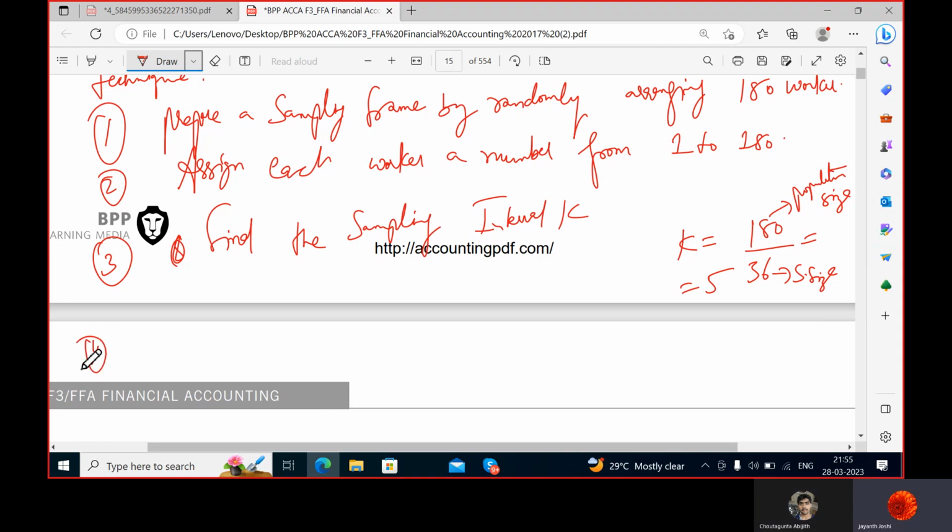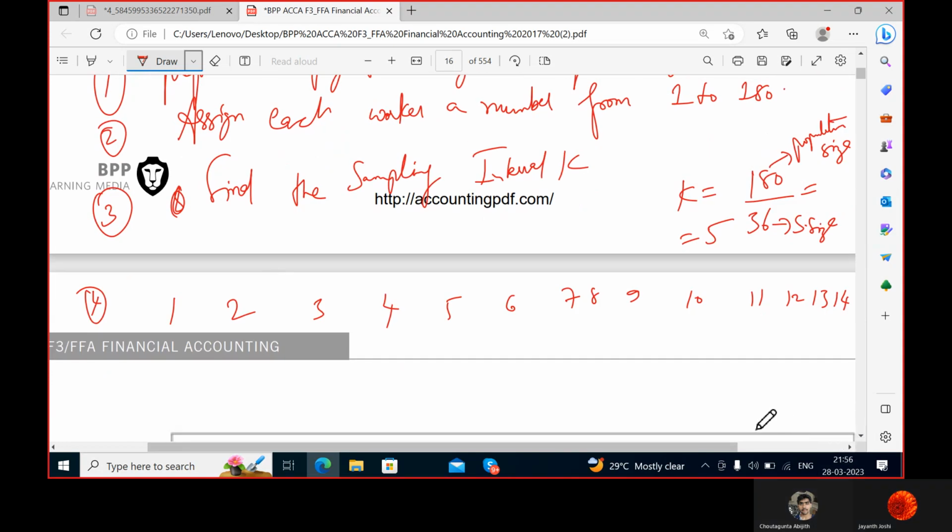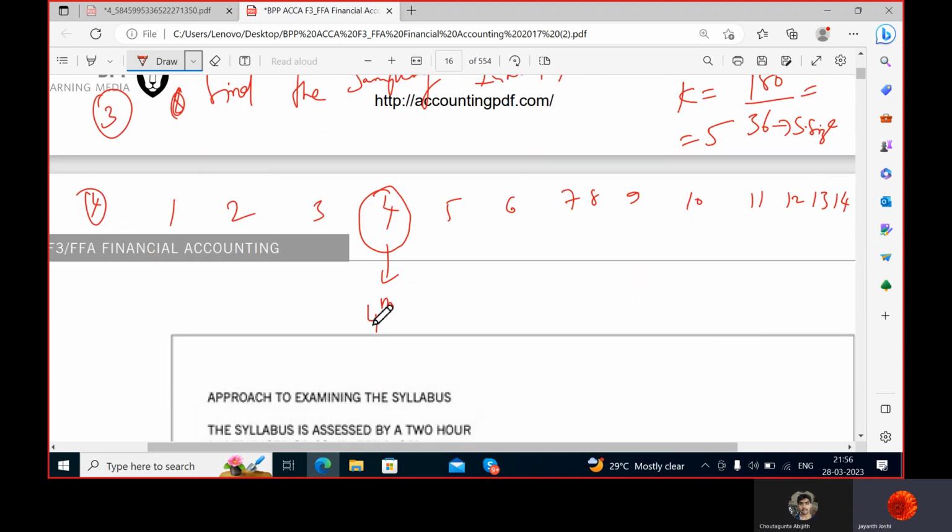Now select a number from the whole numbers between 0 and K plus 1 by simple random technique. The numbers between 0 and K plus 1 are 1, 2, 3, 4, 5. So we will just try to take some random number. We have given numbers now 1, 2, 3, 4, 5, 6, 7, 8, 9, 10, 11, 12, 13, 14. Now we have to select one random number. Let's say you are selecting 4 as your random number. That means from the 4th worker you are starting.